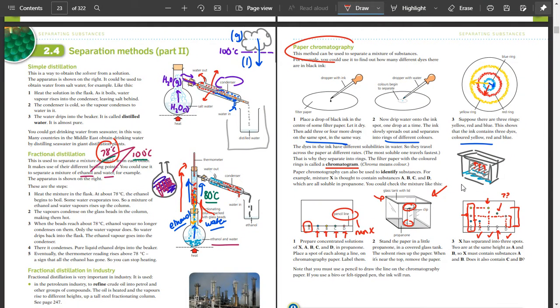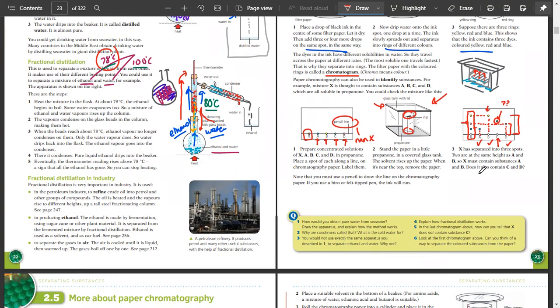C. Doesn't have C. Okay, so this C was like a mystery substance that we ran along with that because we wanted to try and figure out, right, okay, does this actual X mixture actually have C? So we can use chromatography to identify what is actually in a mixture of substances.